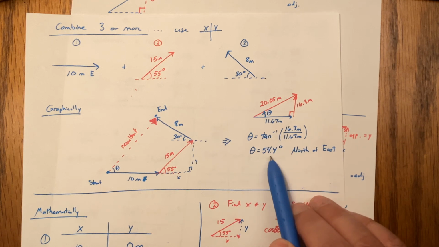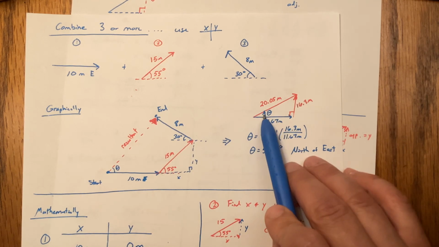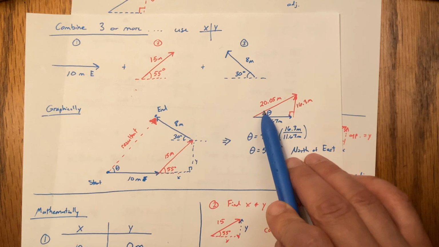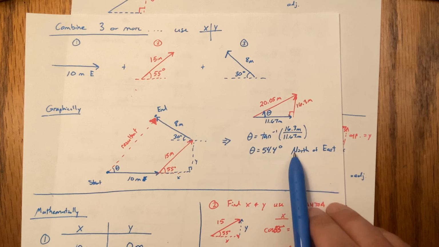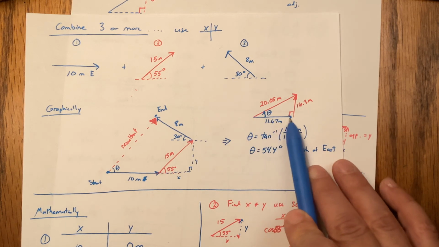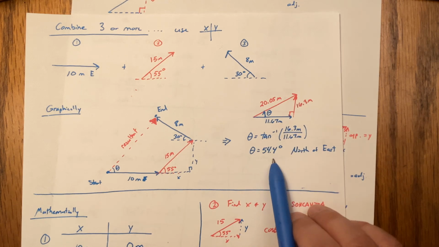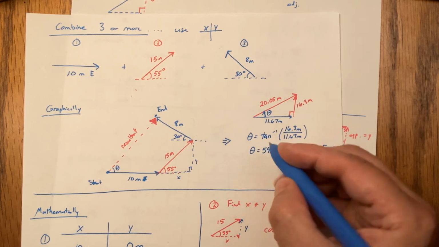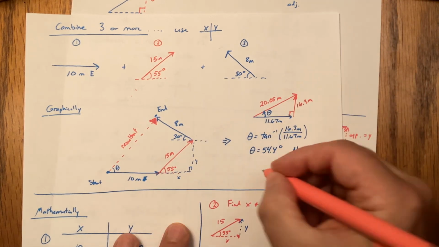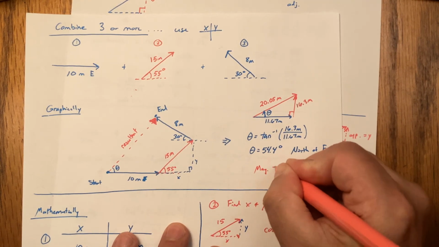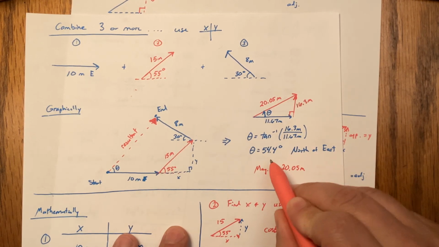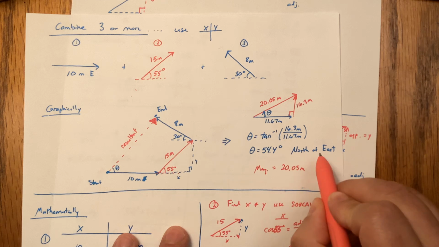and I get 54.4 degrees. And I'm going to call this north of east because I'm measuring from this line up to my hypotenuse. And so that's traveling north of the east line. Remember, the east is the reference. That's my reference right there. So 54.4 north of east, and the magnitude would be 20.05. Magnitude equals 20.05 meters at 54.4 degrees north of east.